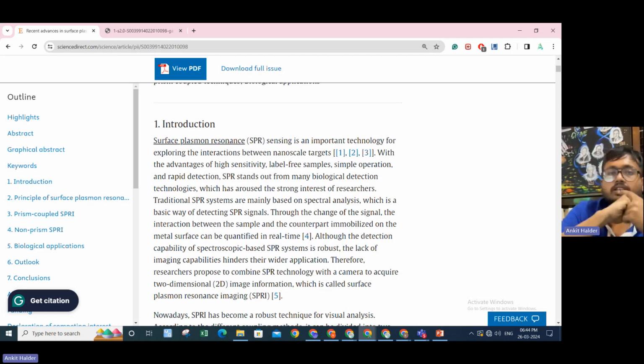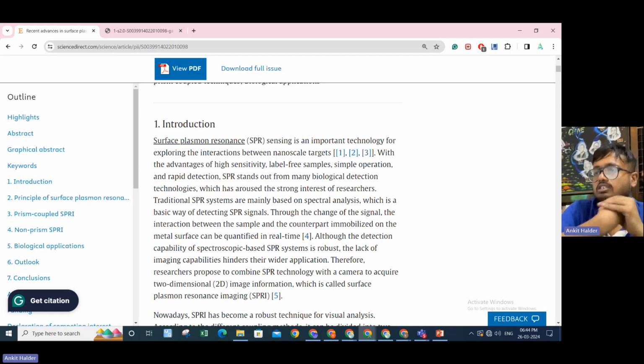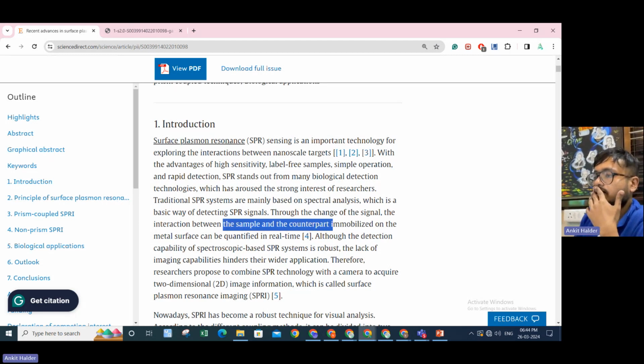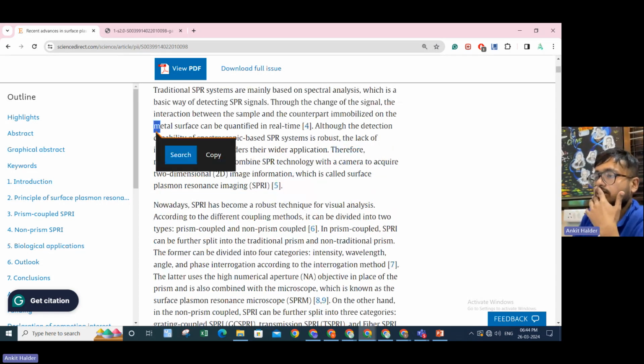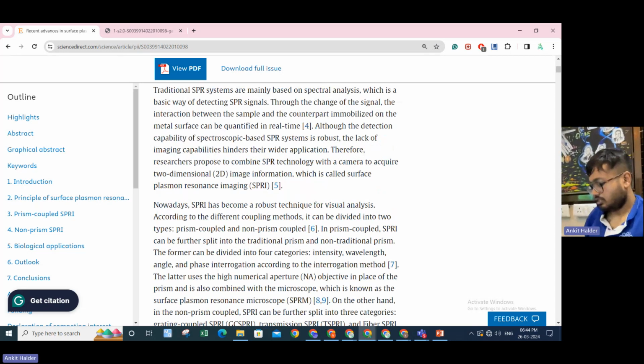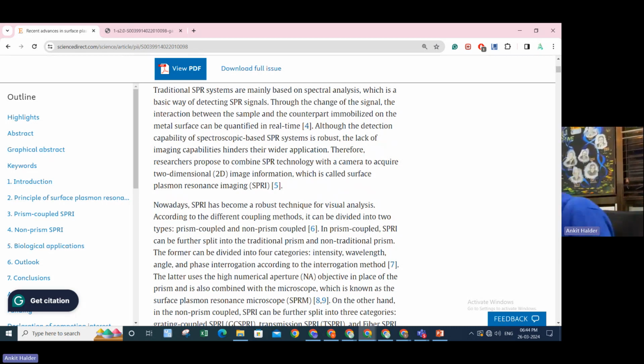Traditional SPR systems are mainly based on spectral analysis, the basic way of detecting SPR signals. Through the change of the signal, the interaction between the sample and the modulation can be quantified. It becomes a robust technique for visual analysis. Then we have two types: one is prism coupled and the other is non-prism coupled.